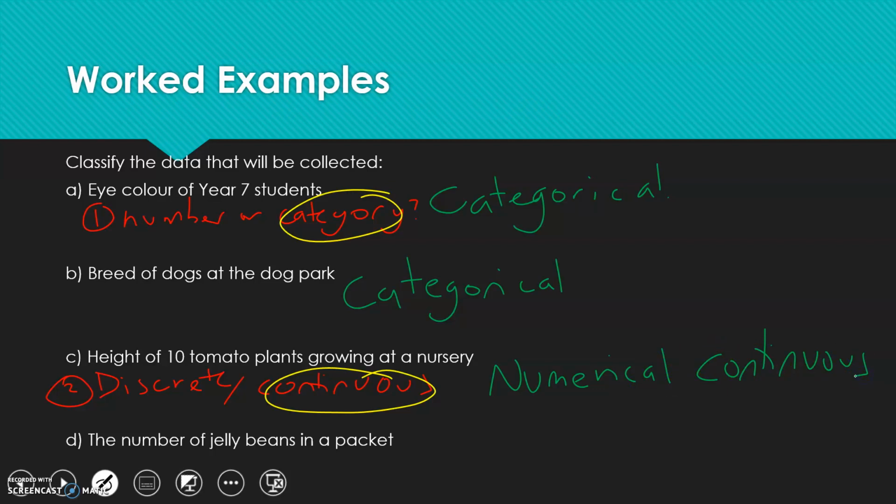And our last one, the number of jelly beans in a packet. So our first question, is it a number or category? This one's a number. And then is it discrete or continuous? So this one's counted, so this one's going to be discrete. So we've got numerical, discrete.